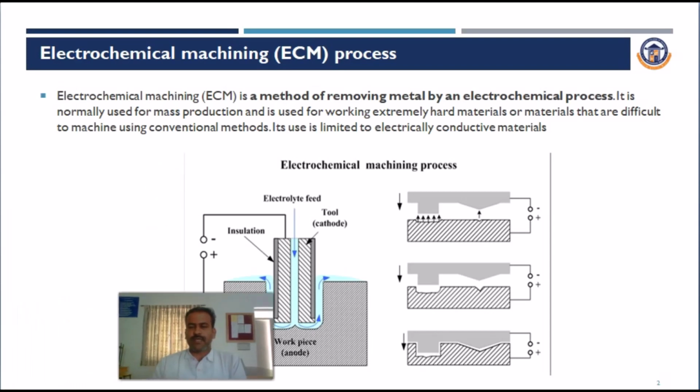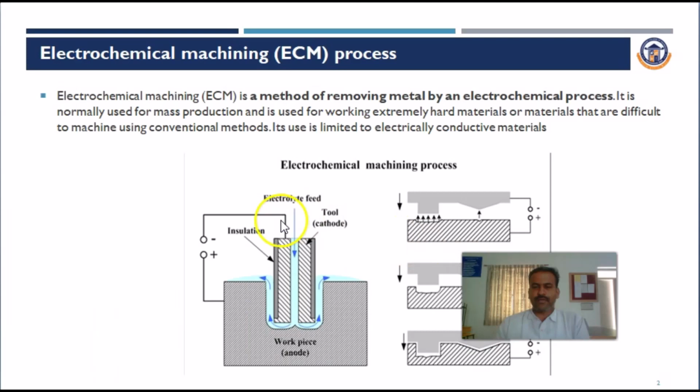You see, this is the entire setup of the electrochemical machining process. At the bottom is the workpiece. Above the workpiece we fix the tool using the tool holder. The negative terminal is connected to the tool and the positive terminal is connected to the workpiece. In between we are using insulation. We energize the supply, and between the electrode and workpiece we supply the electrolyte. It is used as a separator.